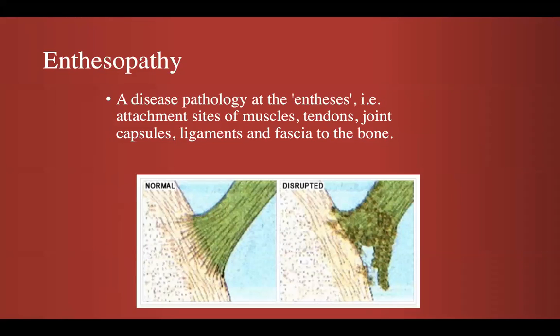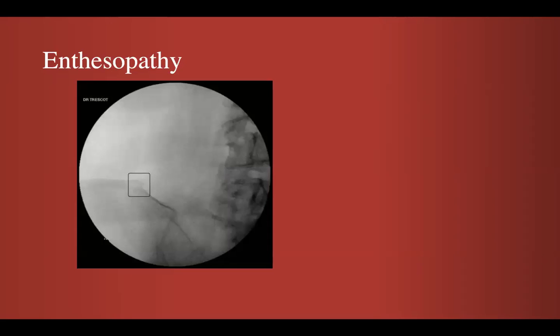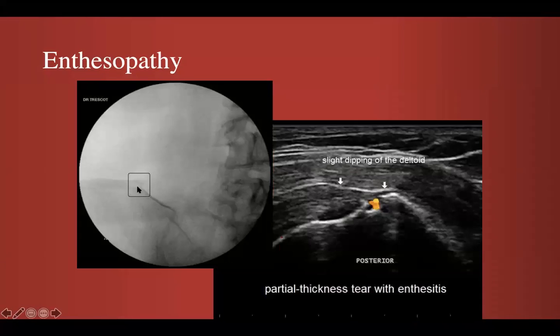And these ligaments seem to cause pain because of an enthesopathy. It's actually a disease pathology at the enthesis, or the attachment site of muscles, tendons, joint capsules, ligaments, and fascia to the bone. And because the bone is innervated, you will get a periostitis and an inflammation at that attachment. The body's response to that is to lay down calcium. And so you'll see this as bone spurs, and under ultrasound, you'll see it as a neovascularization as the body tries to repair itself.